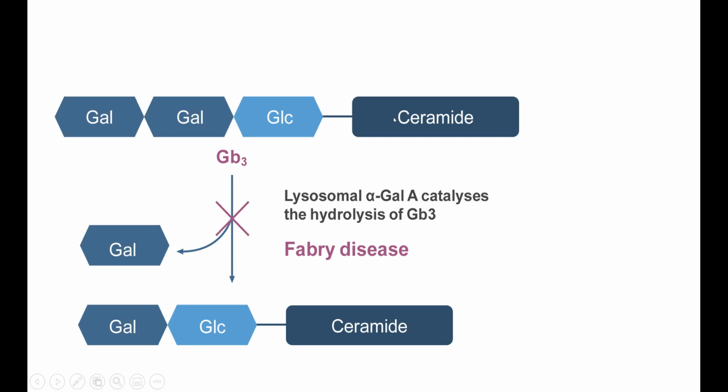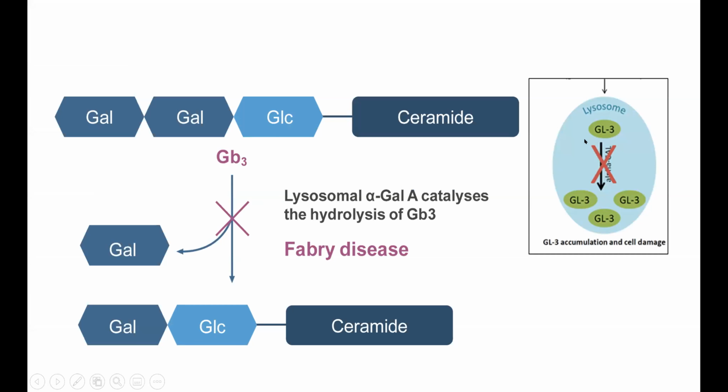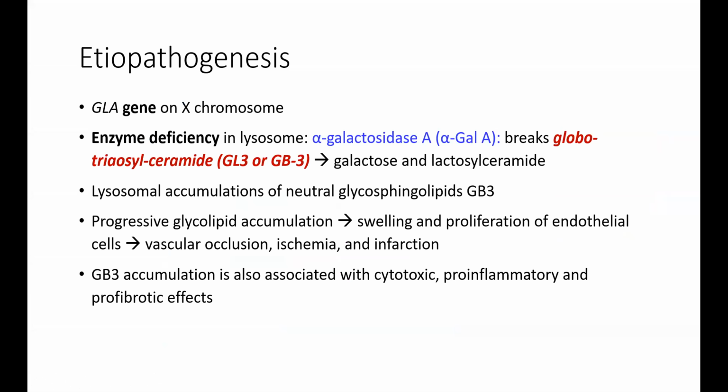So GB3 is this compound, which is composed of ceramide, galactose, and glucose chains. In the absence of alpha-gal enzyme in Fabry's disease, this breaking down of GB3 does not occur. As a result, there's a lysosomal accumulation of GB3. So this is the basis of the etiopathogenesis: the faulty gene is GLA gene on the X chromosome. The enzyme which is deficient is alpha galactosidase A. It breaks GB3 into galactose and lactosylceramide. When this does not happen, there is lysosomal accumulation of the neutral glycosphingolipid GB3 or GL3.